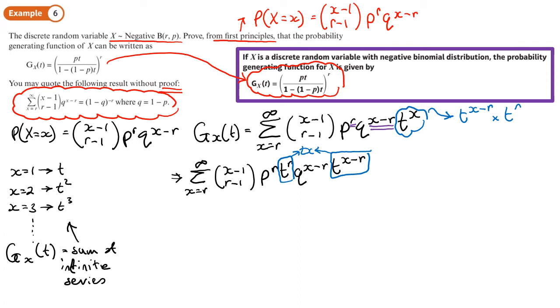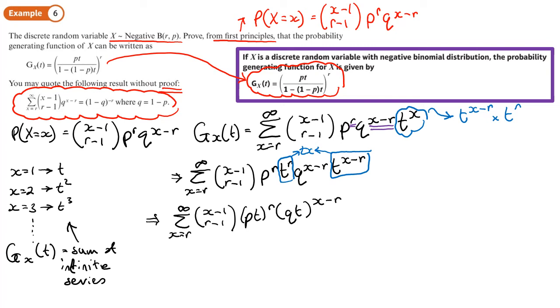The reason why I've done that is because I can now put together those terms. So here I've got x minus 1, r minus 1. Here I'll now have pt to the power r, and then qt to the power x minus r, like this.